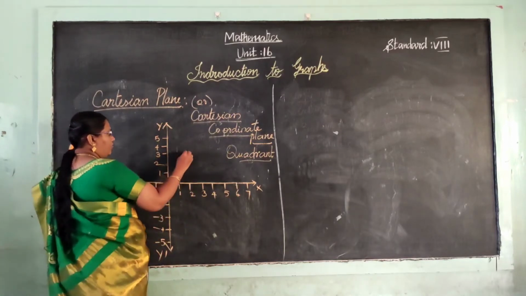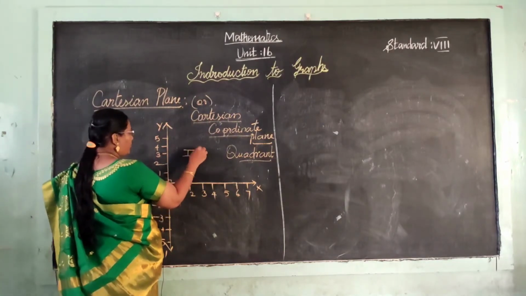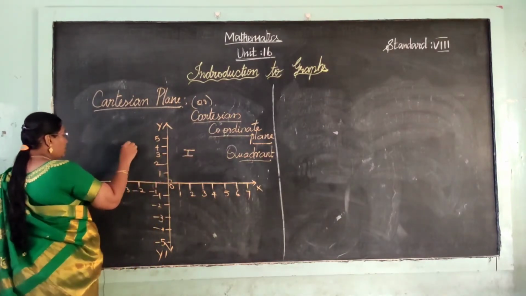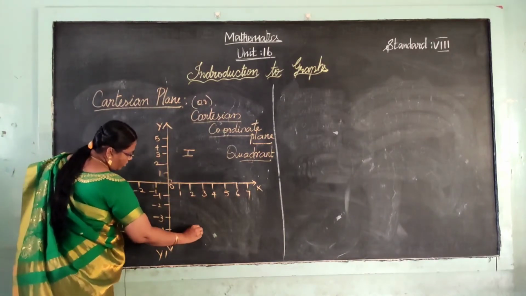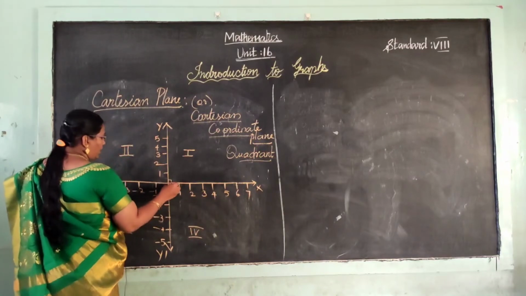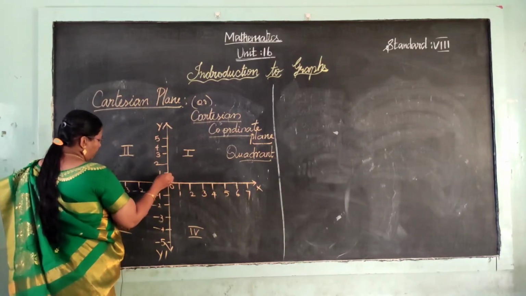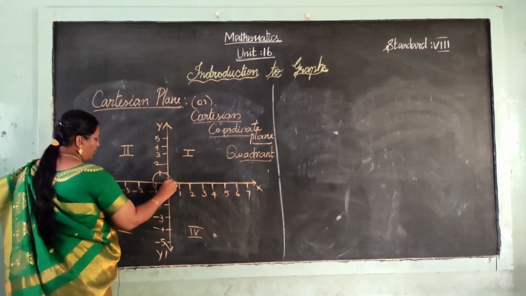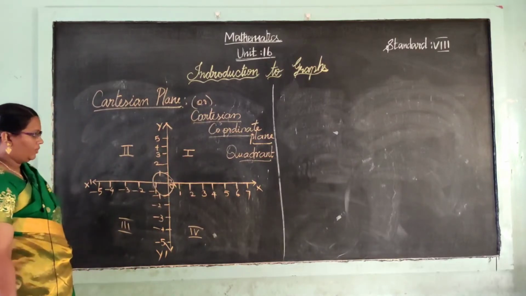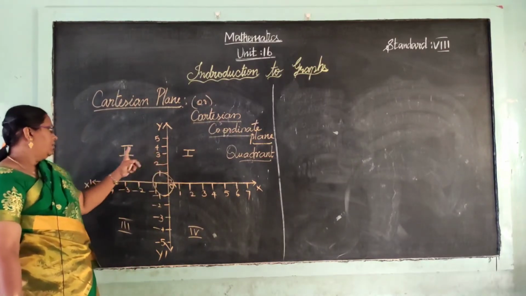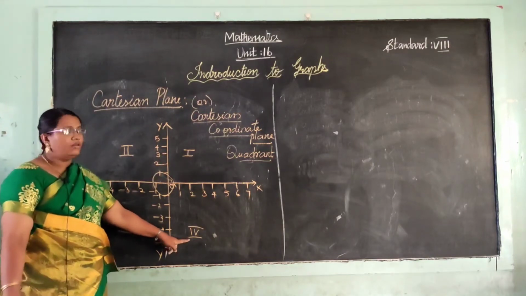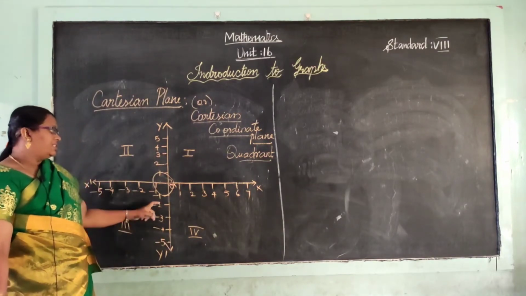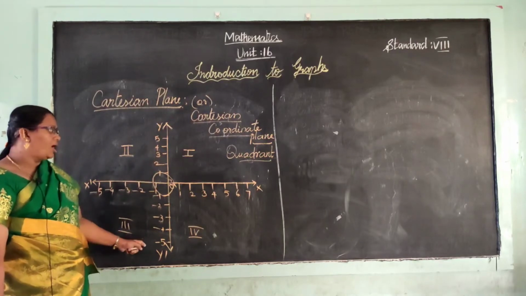This is called the first quadrant, this is the second quadrant, this is the third quadrant, and this is the fourth quadrant. The direction is anticlockwise. Start from the first quadrant, then second, third, and fourth. The two lines intersect and make four quadrants.